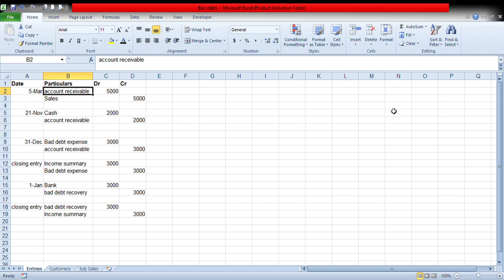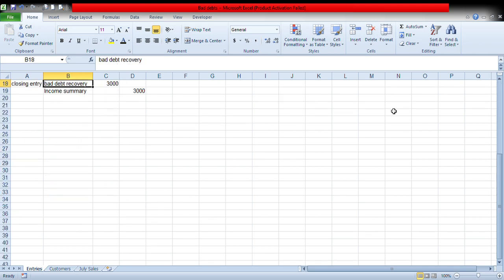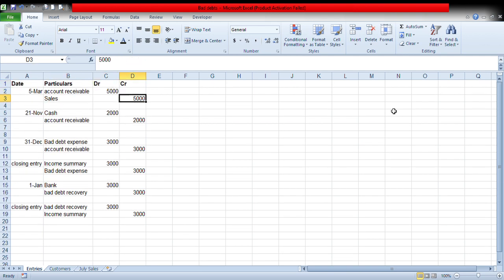For example, on 5th of March, I've got 10 customers and I made only credit sales, not even one cash sale. Total credit sales is 5,000 from 10 customers. On that day, 5th March, I sold to 10 customers and the total sales is 5,000. Because this is not cash sales, not cash revenue, it is credit revenue.